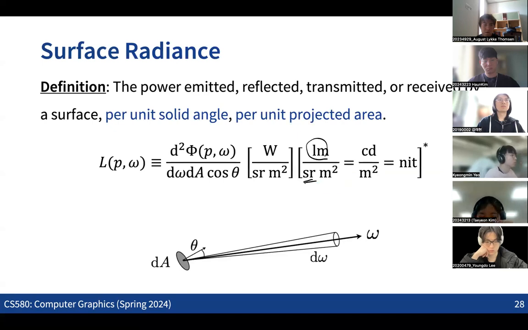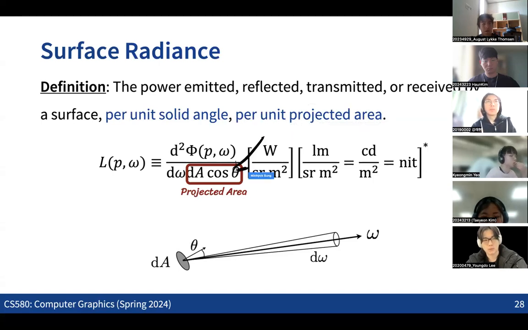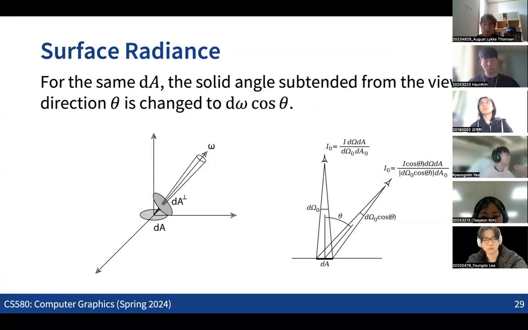So this is another unit in photometry. But the key thing here is that we are not just having this quantity per area, but per projected area. That's why we also have the cosine theta here. We are not just having dA here, but dA cosine theta. This is based on the same reason as Lambert's cosine law.